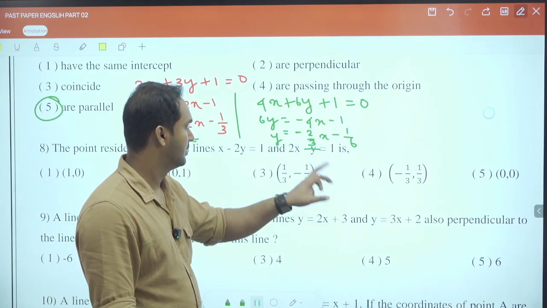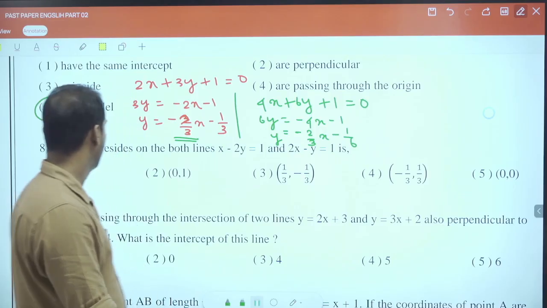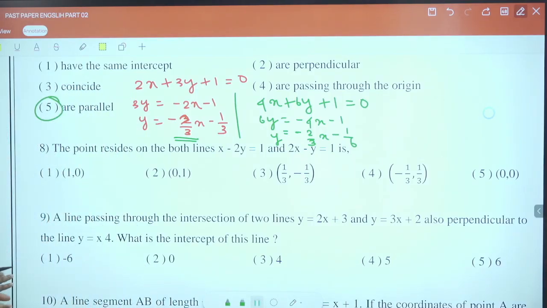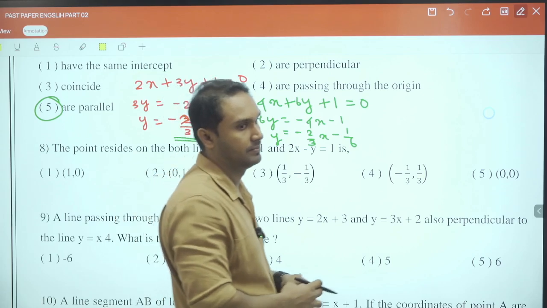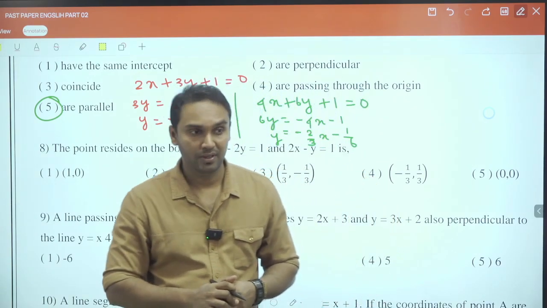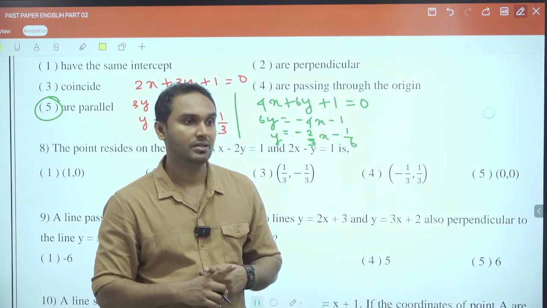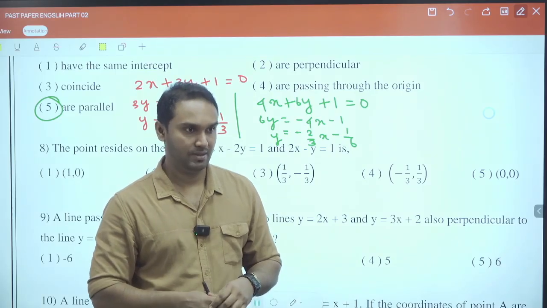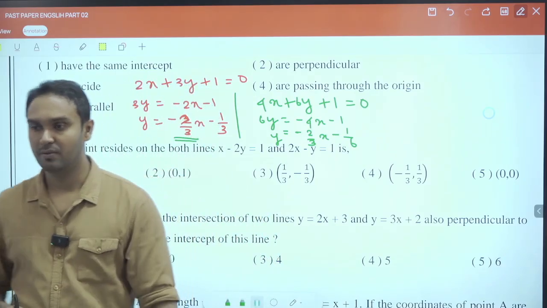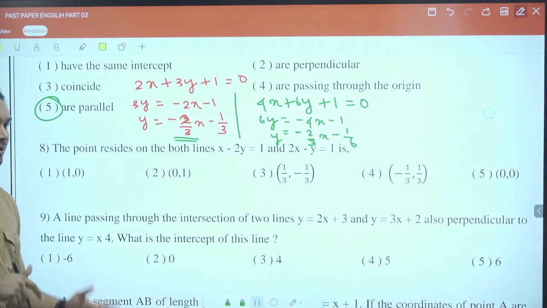Check the next one. The point resides on both lines x minus 2y equals 1 and 2x minus y equals 1. The point resides on both lines, which means what? Exactly the point which overlaps, right? The point which overlaps the graph. So how do you find the point which overlaps the graph?